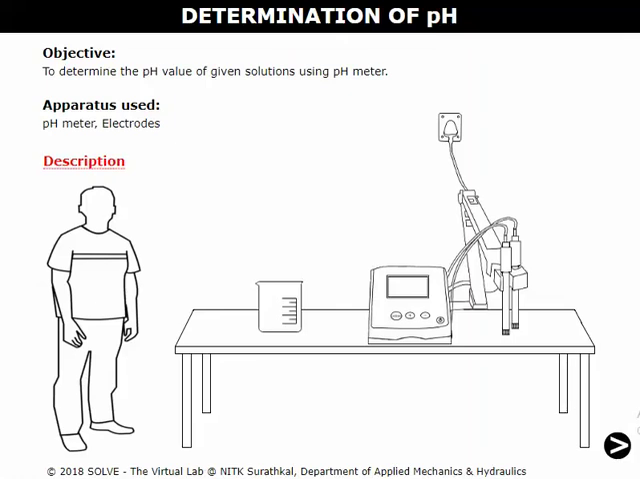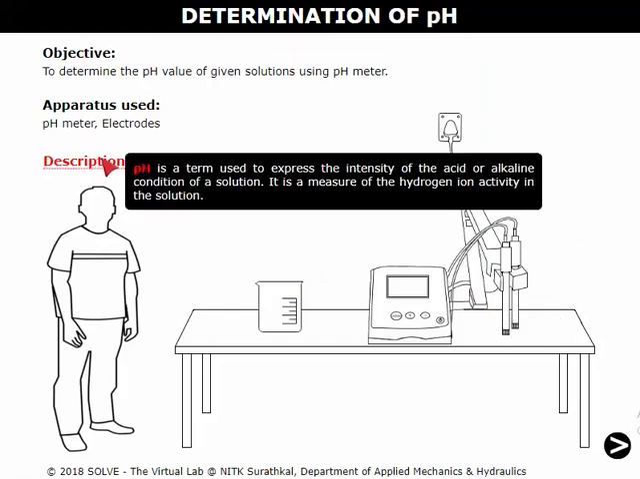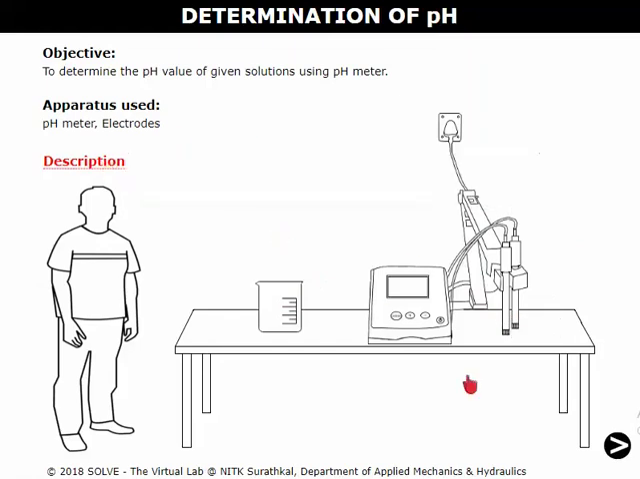The objective of this simulation is to determine the pH value of given solution using pH meter. The setup used for this simulation is shown here. Click on the description to understand the terminologies. Throughout the simulation, to proceed to the next step, click on this arrow shown below.